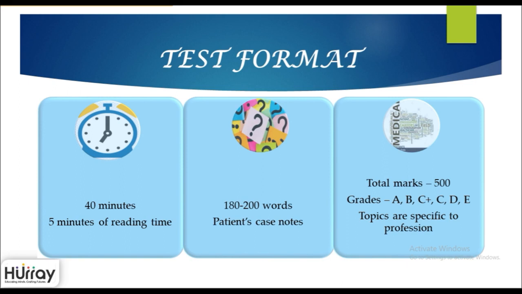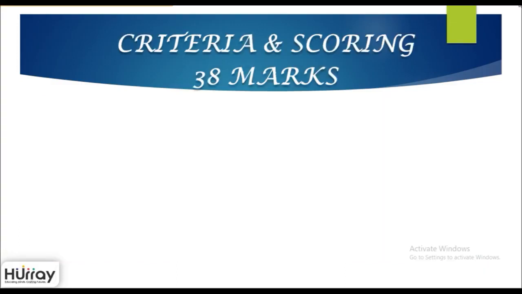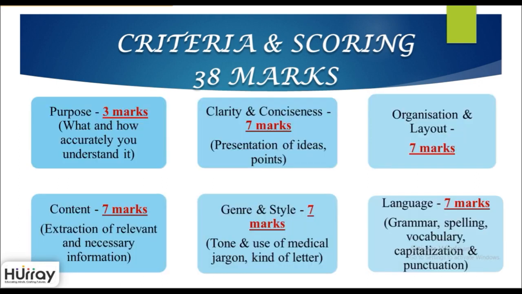The topics given are specific to the profession, meaning depending on your profession, your letter will also be of the same type. The criteria and scoring are as follows. The total marks amount to 38. Out of this, you've got 6 major categories and they are: number 1, purpose. You have been allotted 3 marks for purpose. This basically is about what you're writing and how accurately you understand the task given to you.